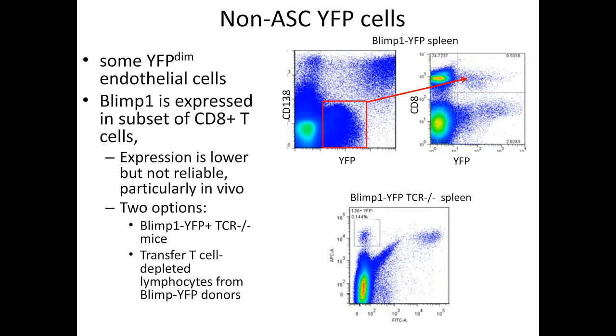One workaround is to breed the BLIMP1 reporter into a TCR deficient background using TCR beta delta knockout mice. In this background, CD8 cells are absent, and the YFP expression is exclusively found in the ASC compartment in the hematopoietic lineage. That's shown on the bottom. The other option to obtain high fidelity expression is to transfer T cell depleted populations of lymphocytes from the BLIMP1 YFP reporter.